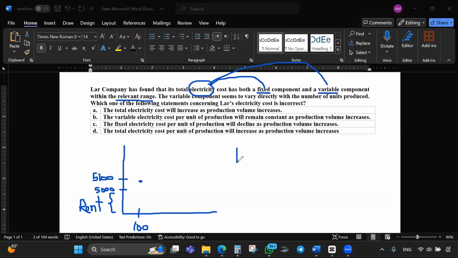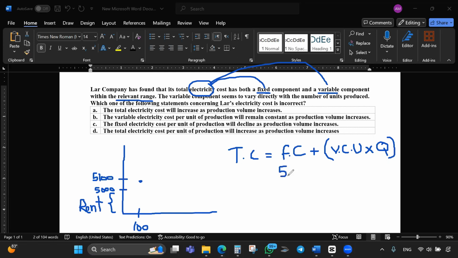So total cost is equal to fixed cost plus variable cost. Variable cost can be written as variable cost per unit multiplied by number of units. Q stands for quantity, which is the number of units.